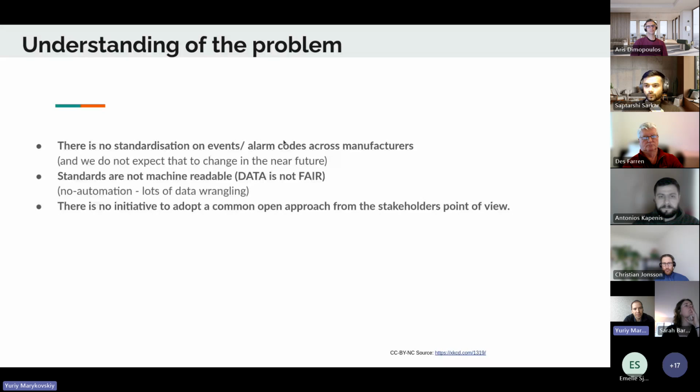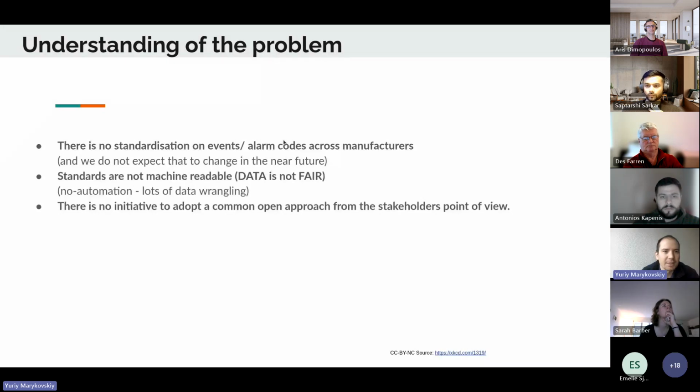So from what we saw, we identified these three main points. One, there is no standardization of events and alarm codes across manufacturers. SCADA channels will always have their own names, and the codes will be cryptic. And I don't think we're really expecting this to change much in the near future. And the second point, we saw that the standards that are available are not machine readable.